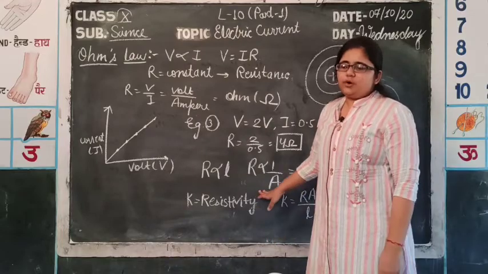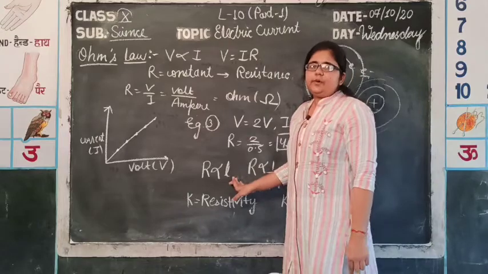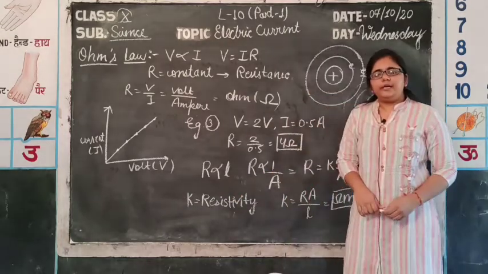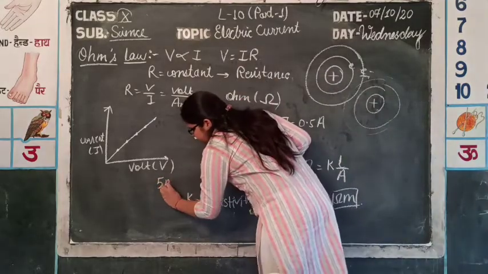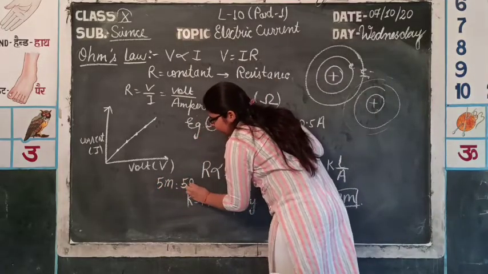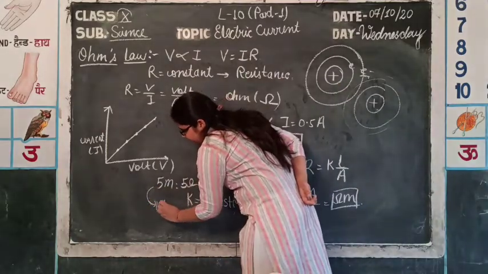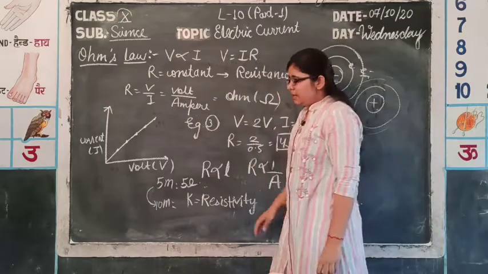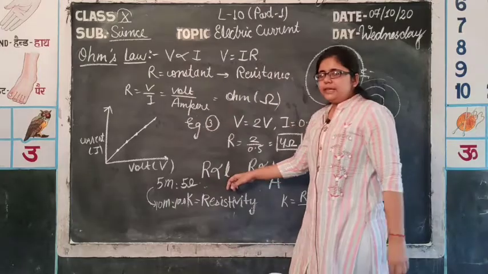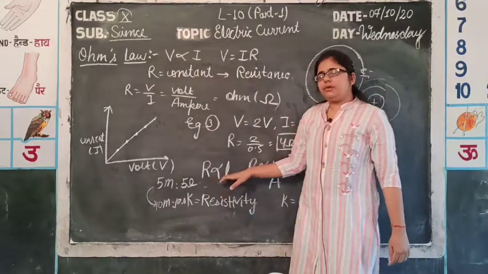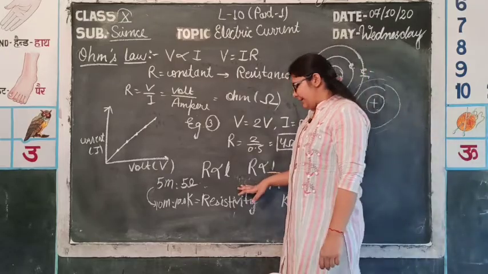The first dependence is that resistance is directly proportional to the length of the wire. It means that if the length is 5 meter and its resistance is 5 ohm, then by doubling the length of the wire to 10 meter, the resistance will also double, that is 10 ohm. You can say that resistance is directly proportional to length. If we increase the length of the wire, the resistance of the wire will increase.